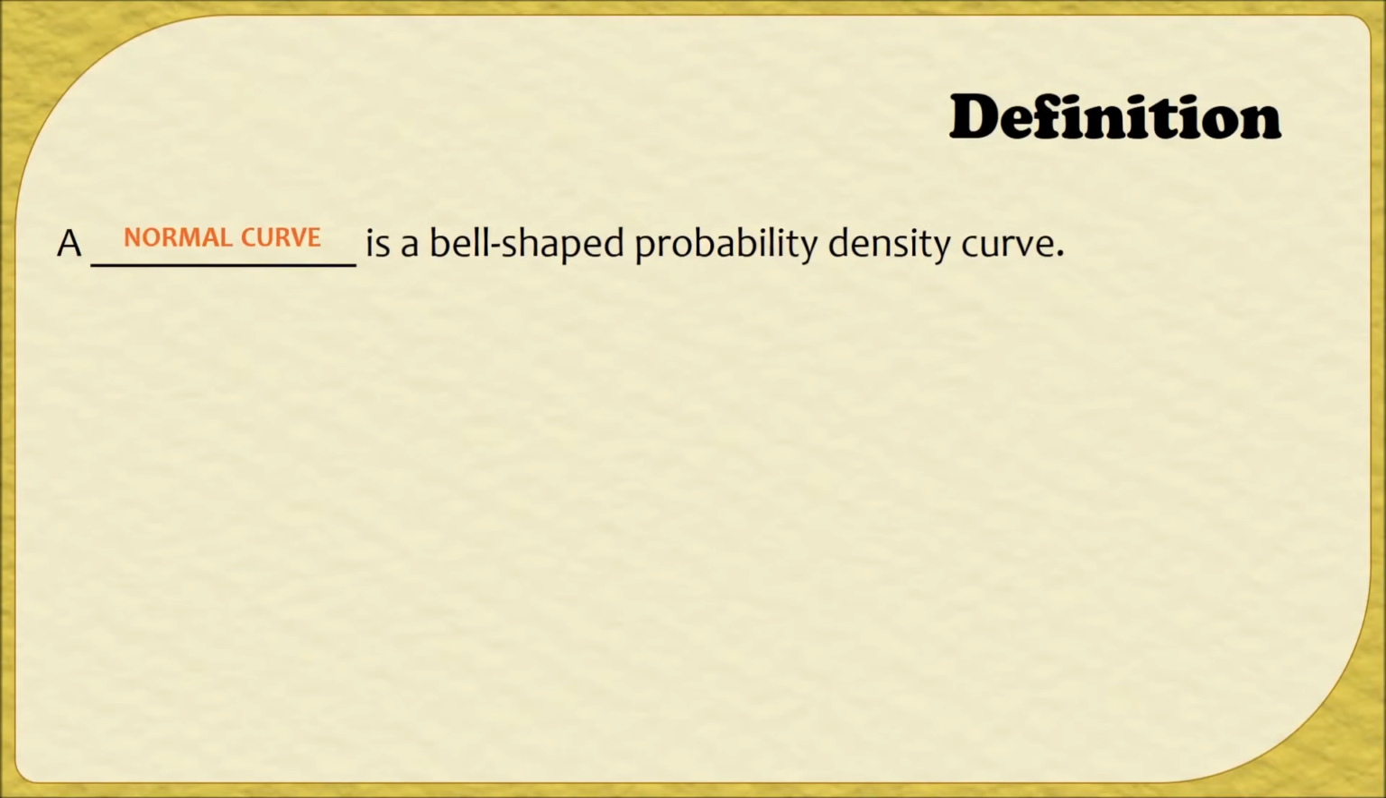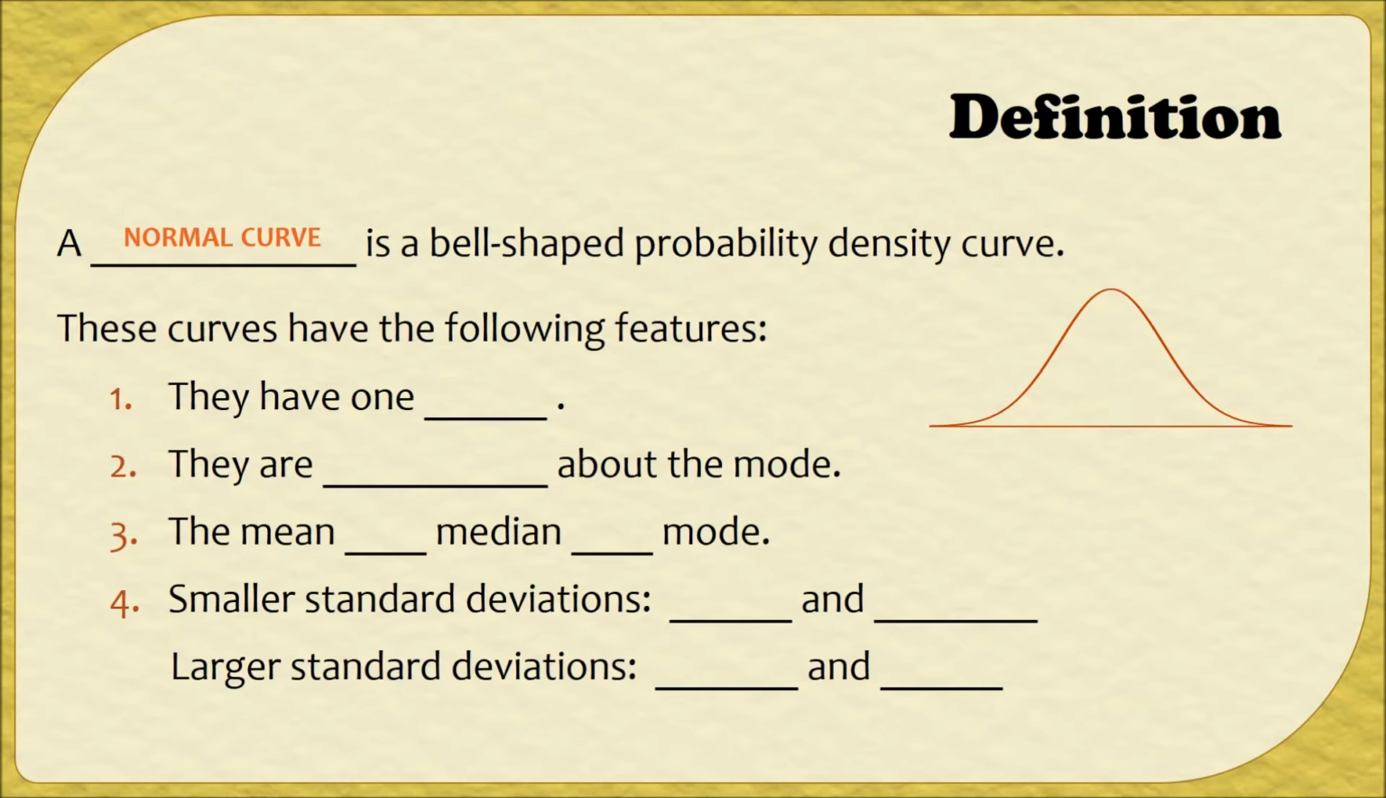A normal curve is a bell-shaped probability density curve. Here's what a normal curve will look like. Notice that it's got kind of like a bell shape to it. Now, normal curves have several properties to them. Here are some of the features of a normal curve.